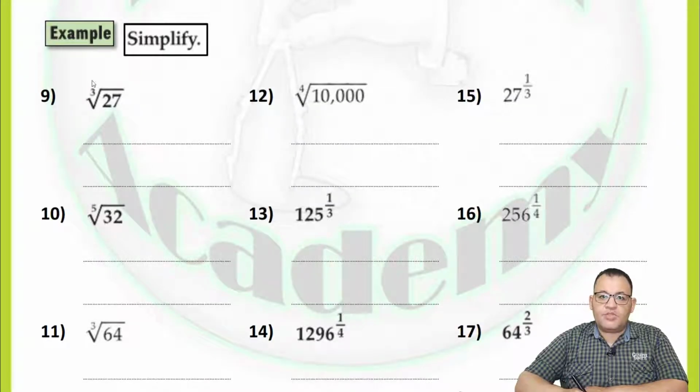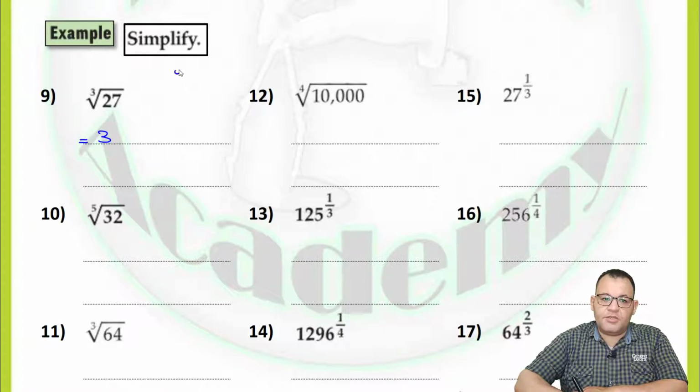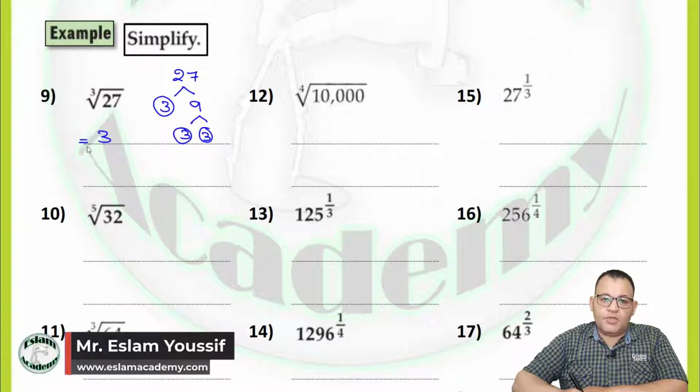In this problem, we need to simplify each of the following. The cubic root of 27. You can use a calculator directly and you will find that the answer is equal to 3. But you can also do it without a calculator by factorization. We know that 27 is equal to 3 multiplied by 9. 3 is a prime number, but 9 is not a prime number, so we can say it is equal to 3 multiplied by 3. From each group of 3 similar numbers, we take just 1. So the answer would be equal to 3.